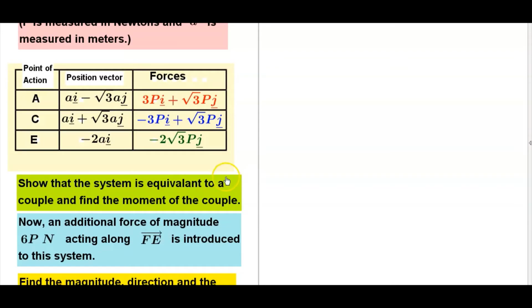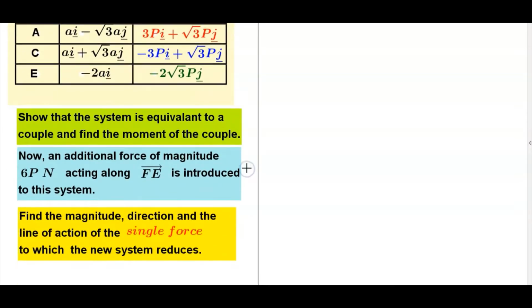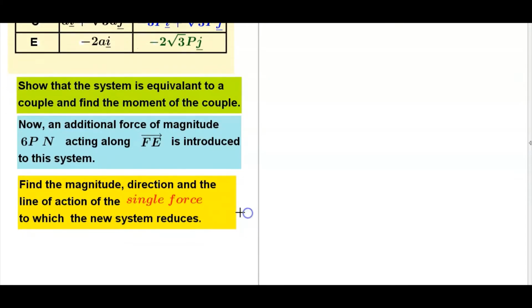Show that the system is equivalent to a couple, and find the moment of the couple. Now an additional force of magnitude 6P newtons acting along FE is introduced to the system. Find the magnitude, direction and the line of action of the single force to which the new system reduces.